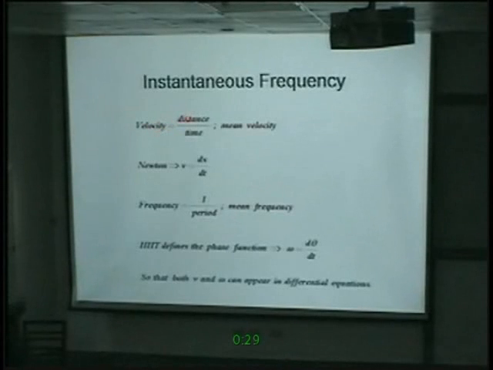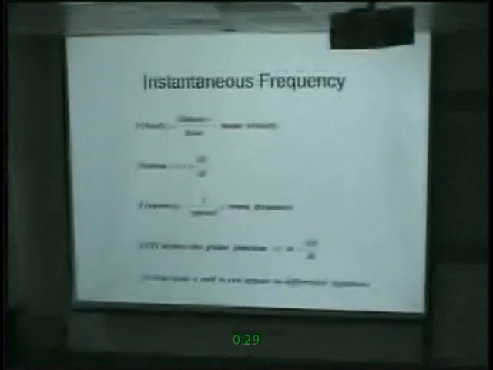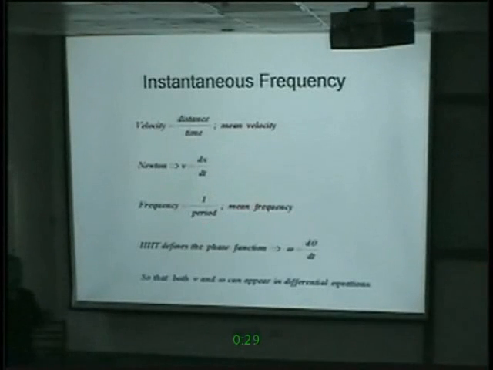So velocity equal to distance divided by time is mean velocity. Newton told us that the velocity should be dx/dt. And the frequency as 1 over period is also a mean frequency. That's a very crude definition. Just as for velocity, the frequency should be dθ/dt. For any arbitrary function, we should define it that way. And that is one way, using this simple approach, we eventually define frequency truthfully. And we will get into this in the course.